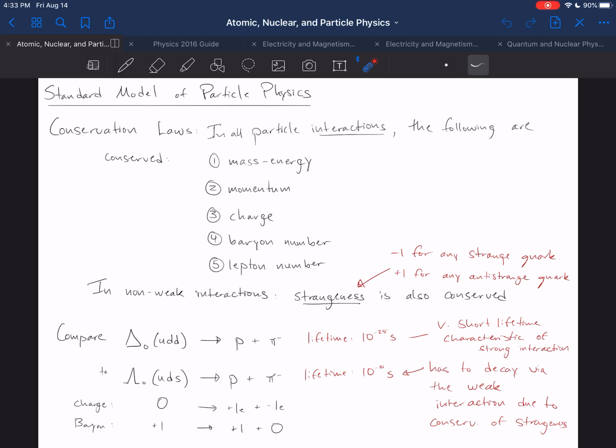What might you be able to predict with this? Well, here's one example. This particular particle, a delta naught, is composed of an up, down, down quarks. Oh, I should say this now.